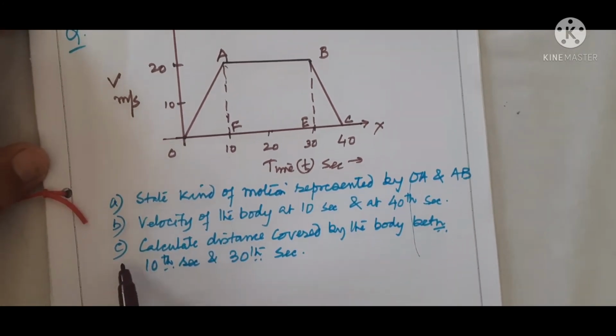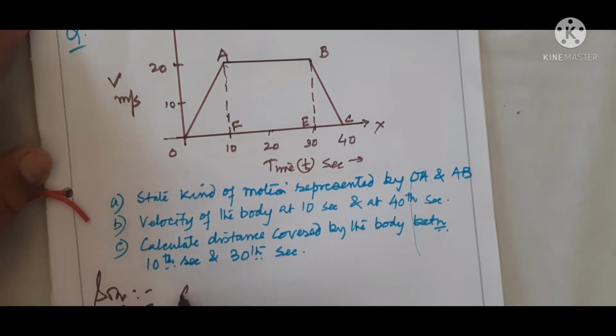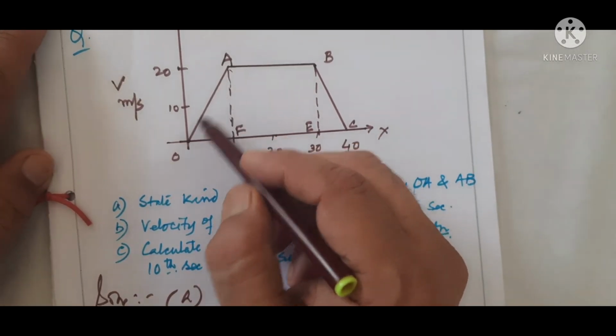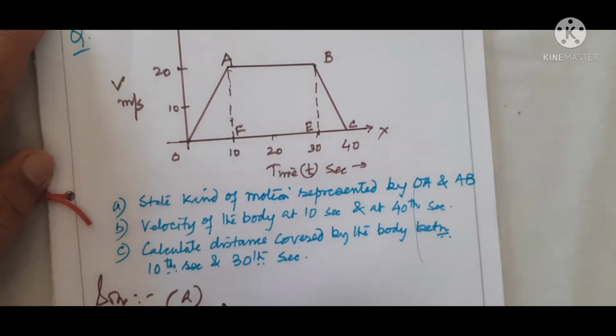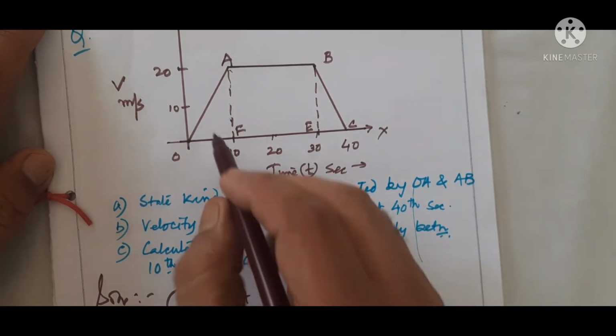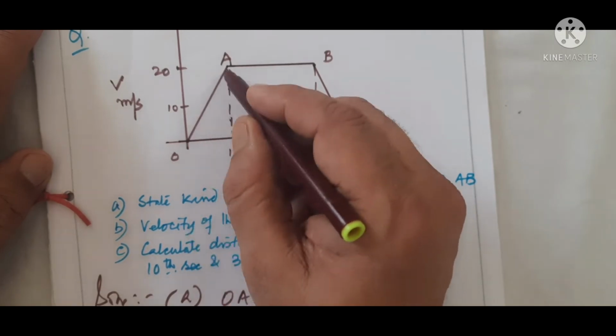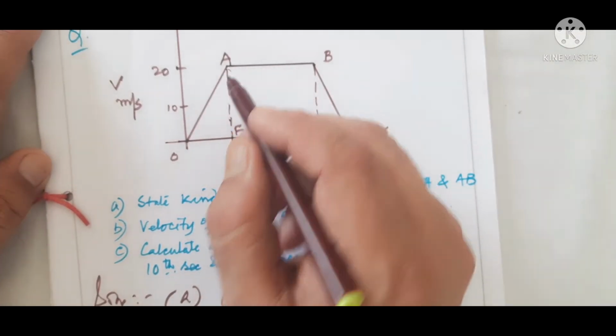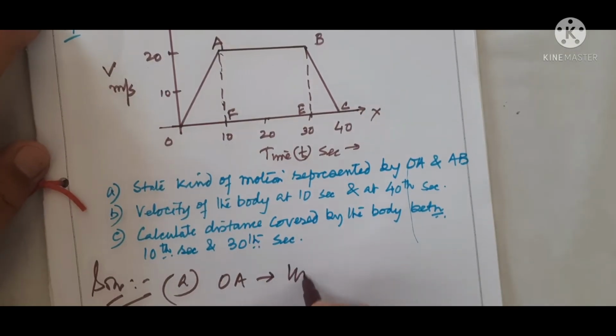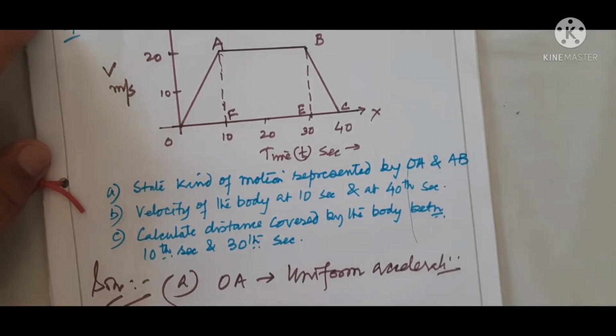Number C is to calculate the distance covered by the body between the 10th second and the 30th second. So how are we going to solve it? Number A, which kind of motion is there? OA represents... a VT graph is there. If the graph is like that, we have to say that it is uniformly accelerated motion. So OA represents uniform acceleration, or uniformly accelerated motion of the body.